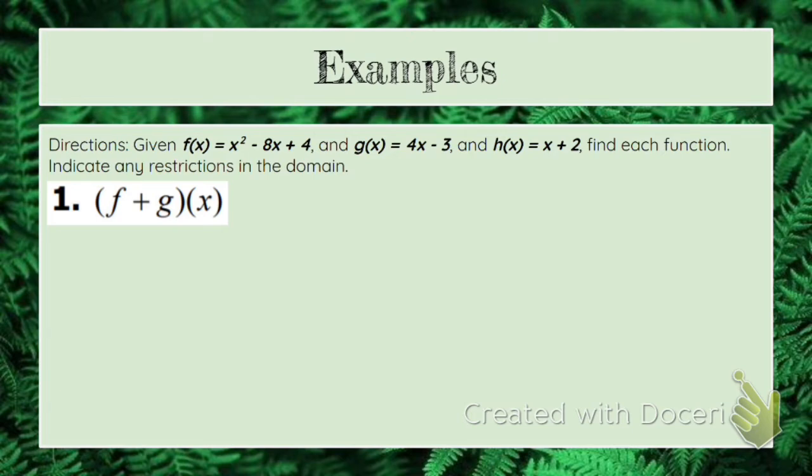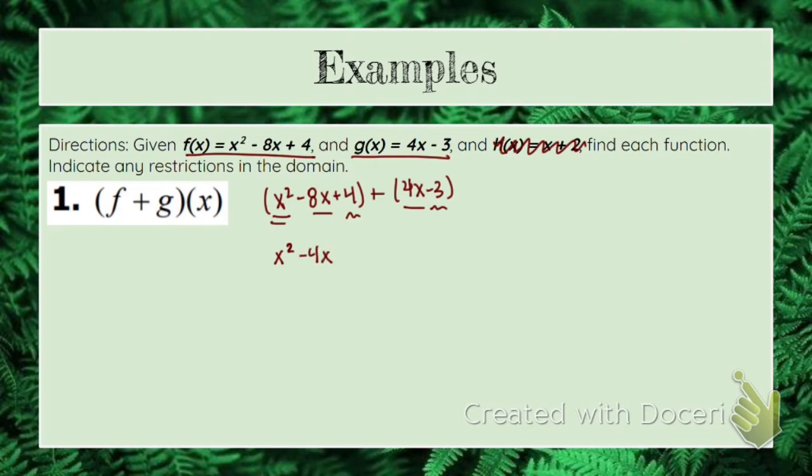The first thing that we want to do is find f plus g of x. So we're going to use f of x and we're going to use g of x. We don't care about h in this one. So f plus g, we have f of x, which is x squared minus 8x plus 4, plus g of x, which is just 4x minus 3. Remember, when it's just addition between them, we can just combine like terms. So we have x squared minus 4x plus 1. That is our new function.